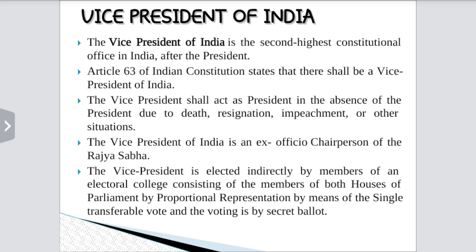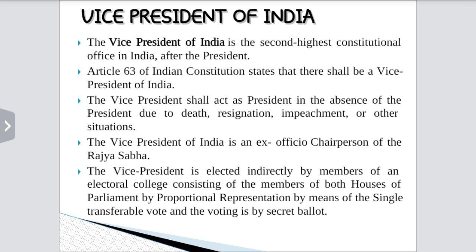Article 63 of the Indian Constitution states that there shall be a Vice President of India. The Vice President shall act as the President in the absence of the President due to death, resignation, impeachment or other situation. The Vice President of India is the ex officio chairperson of Rajya Sabha.